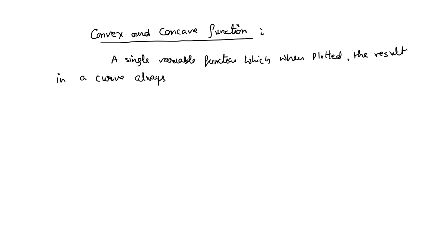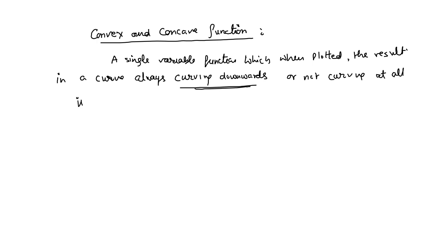always curving downwards, or not curving at all, is called a concave function. That means curving downward or not curving at all. That means flattened. So such a type of function is known as a concave function.